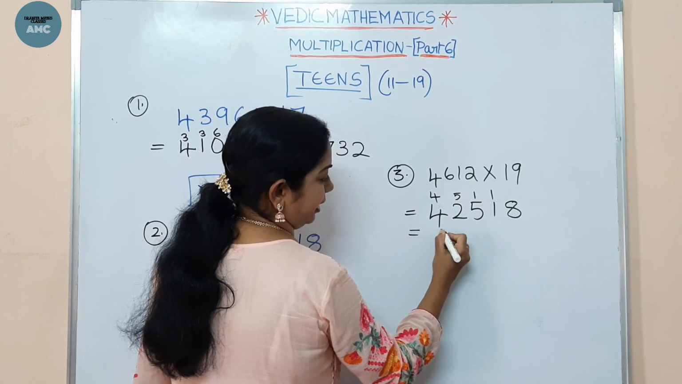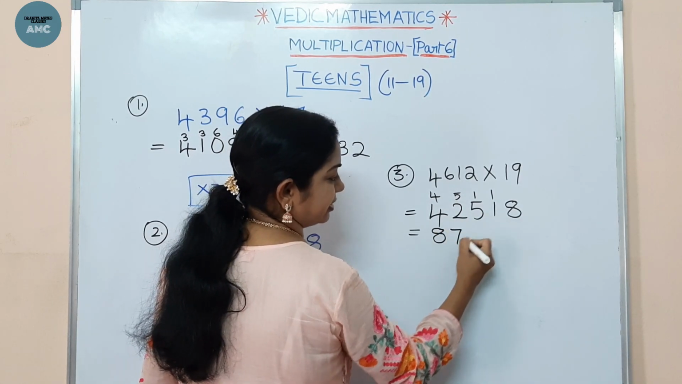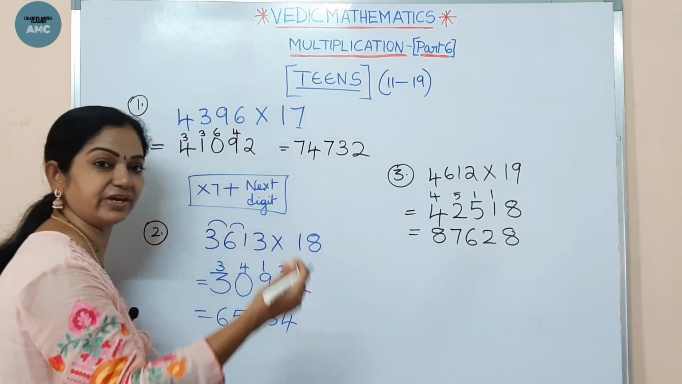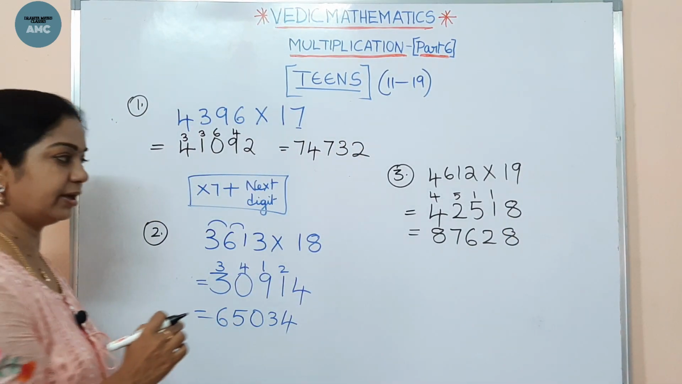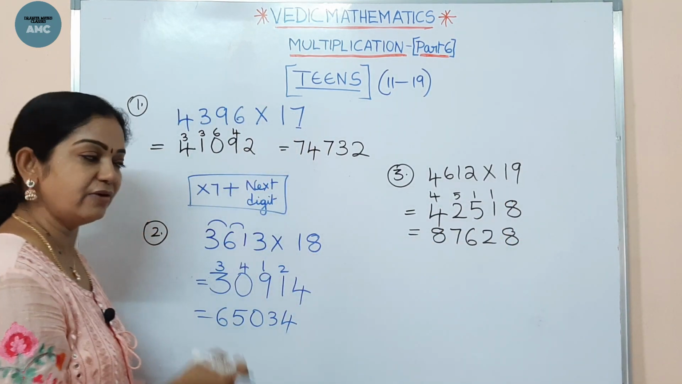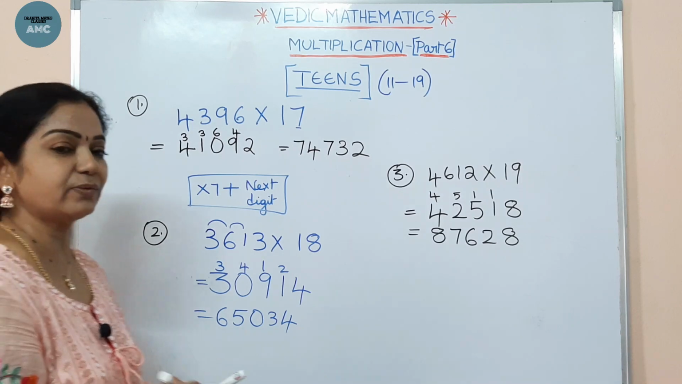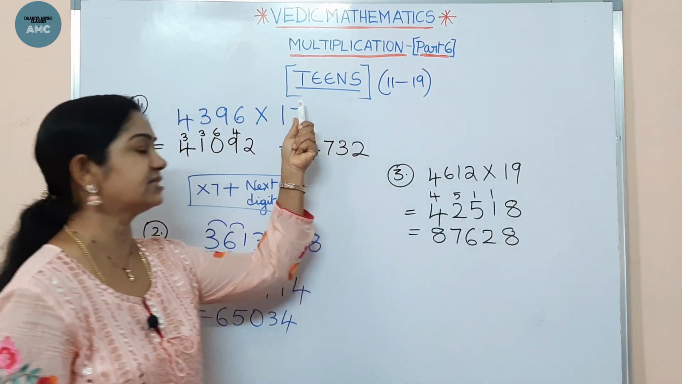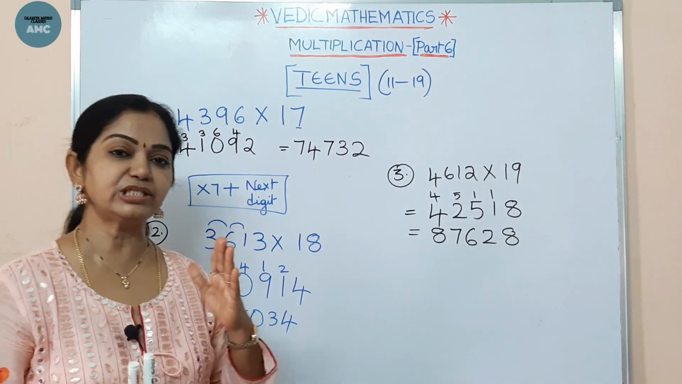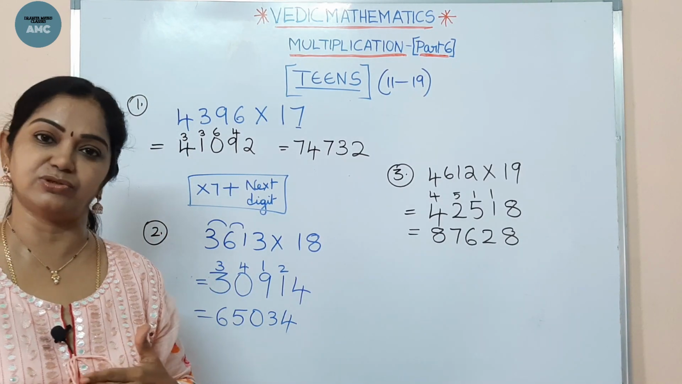Okay, so 8. Now here 7, here 6, here 2, here 8. There is no carry combination, so we are not increasing the previous digit. So just the non-carry combination. I have simply added from left to right. Here likewise we can multiply with the teens. This is an awesome and very amazing technique which will take only 2 seconds to multiply.